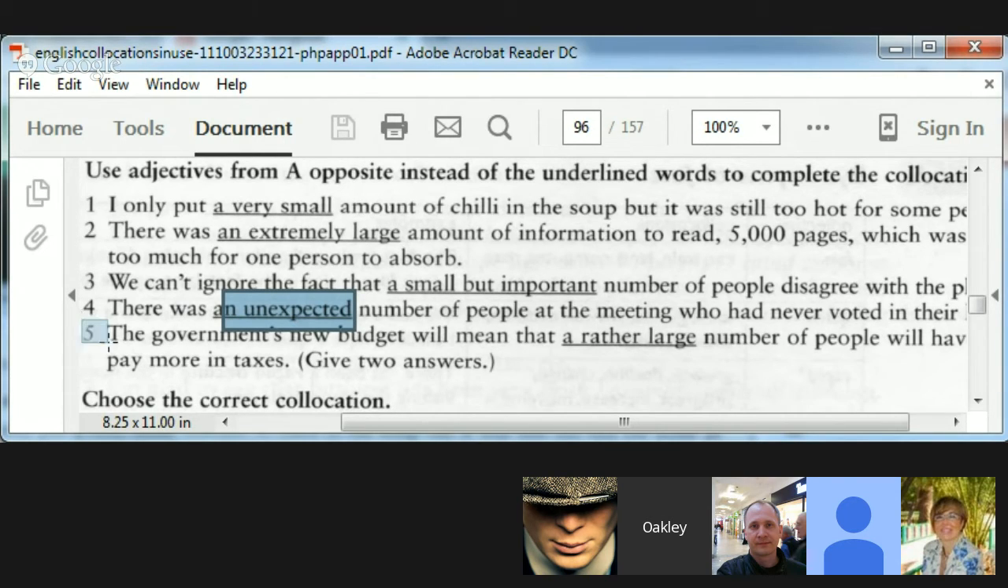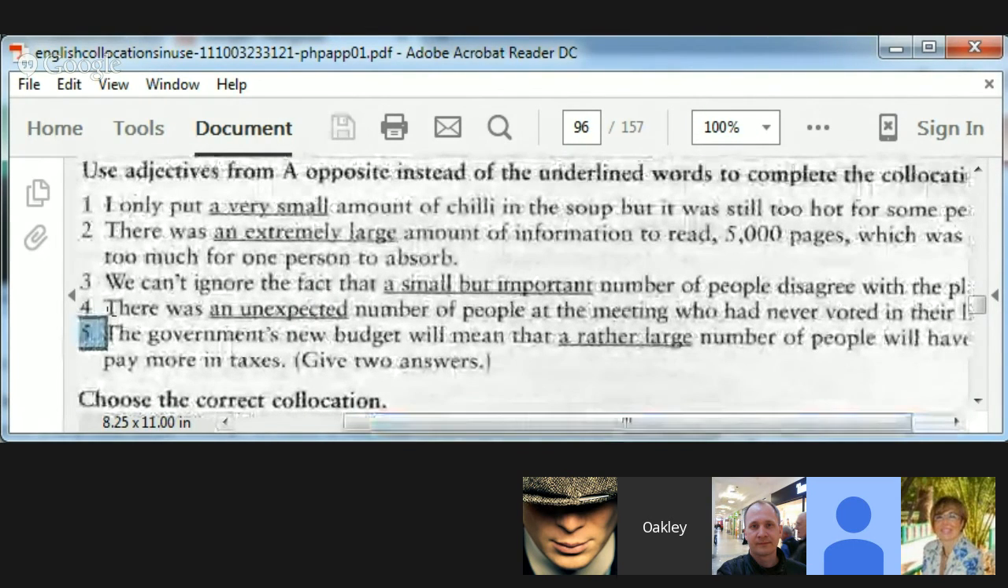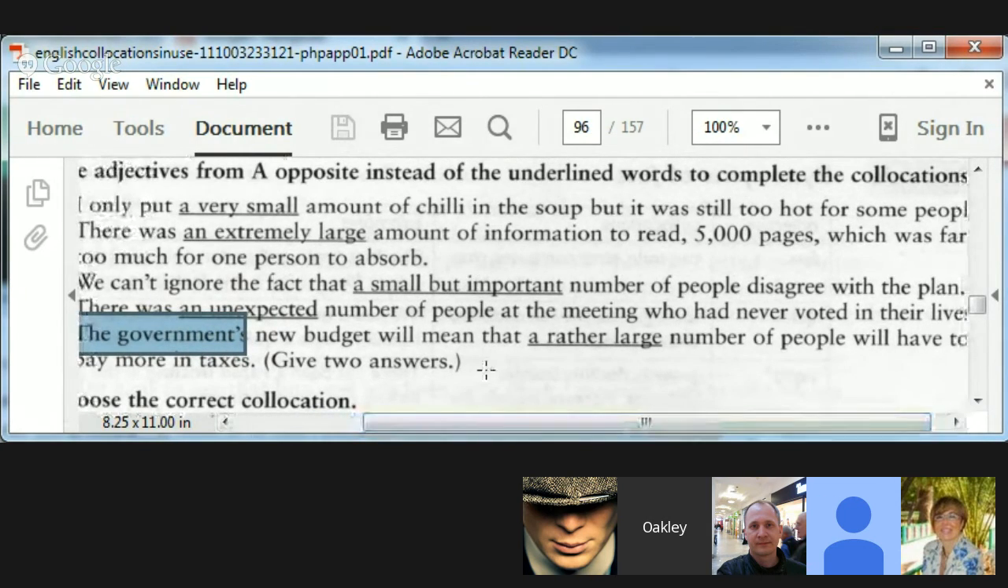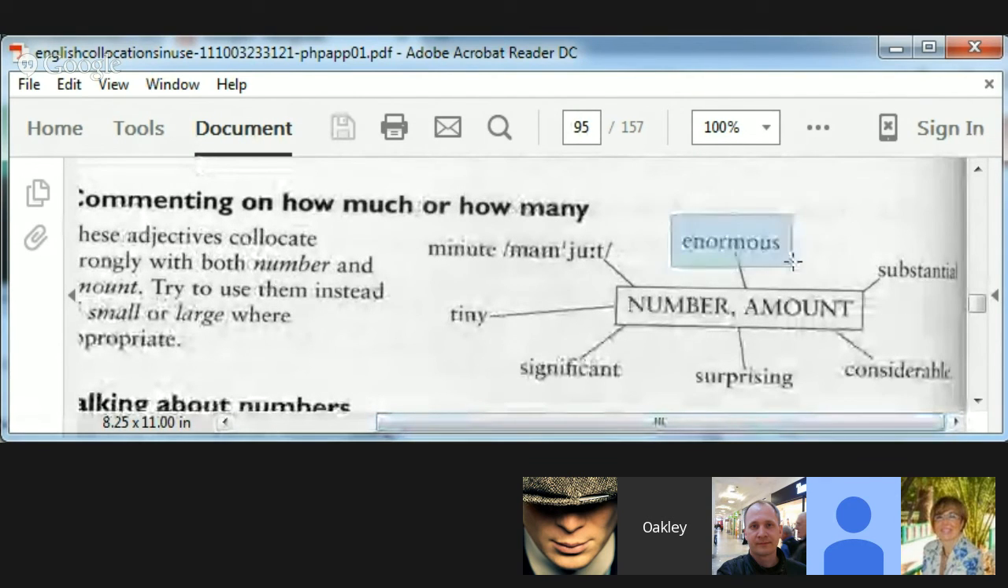Sasha, okay, let's see what you remember. Last one here, number 5. The government's new budget will mean that a rather large number of people will have to pay more in taxes. Give 2 answers. Well, go for 1. Or what is a rather large, like more? Well, more exaggeratedly large. Well, here you go. I'll help you out too. Okay. Enormous. Enormous. That's rather large.